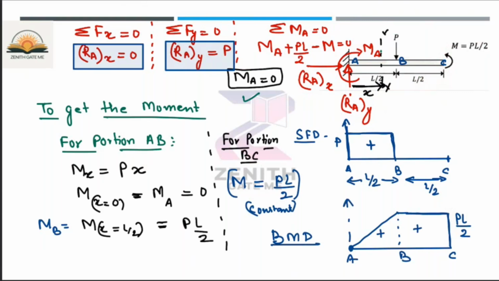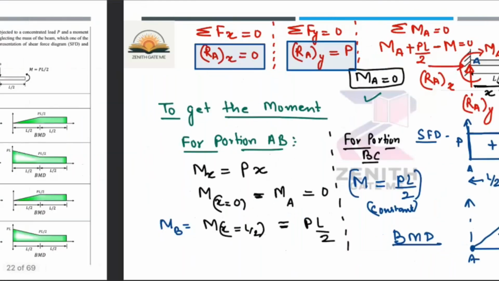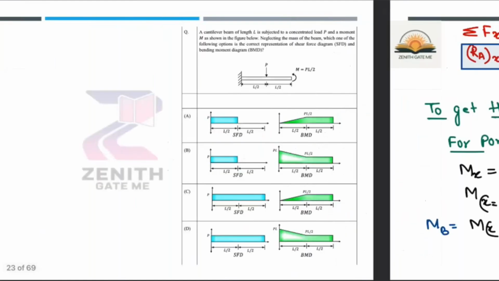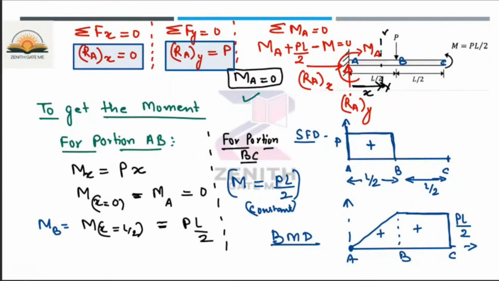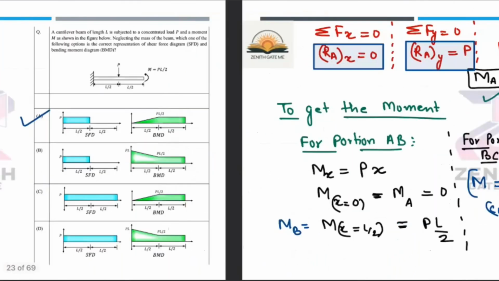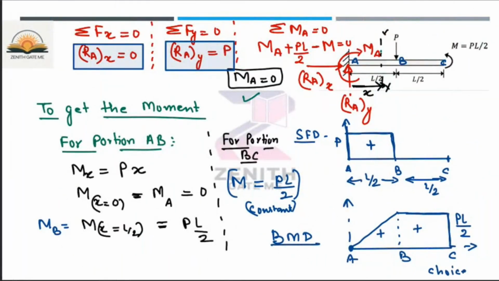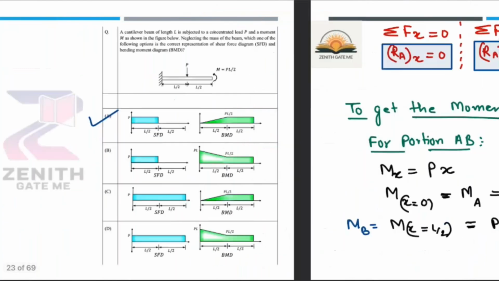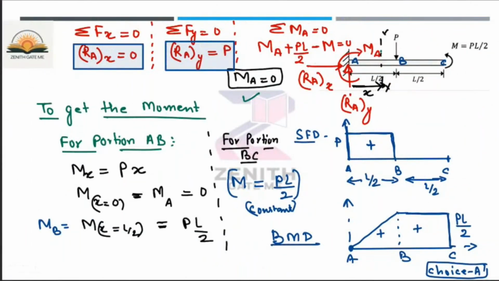So what will be the correct bending moment diagram? Out of these four options, the SFD will be this one, and the bending moment diagram will be this one. So the correct bending moment diagram will be the option. Very good question. So option A is the correct answer for this question. Fine. Now let's move to the next question.